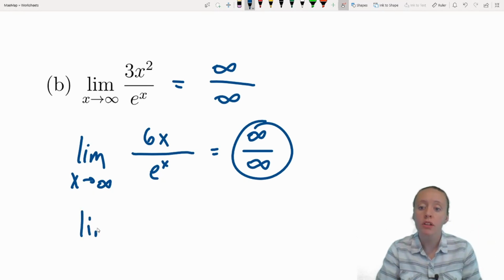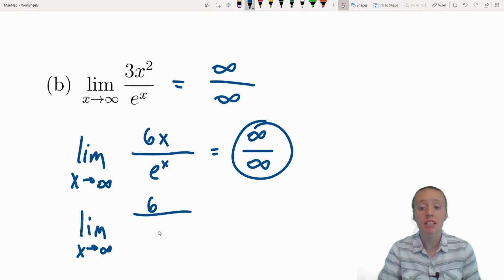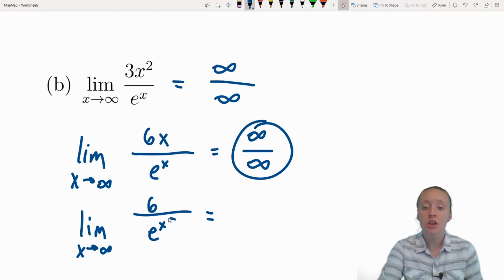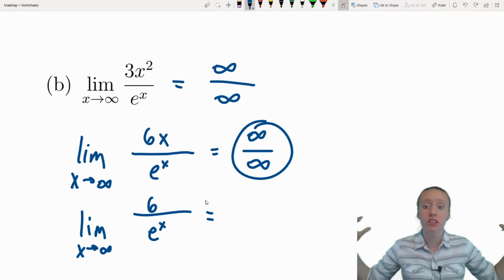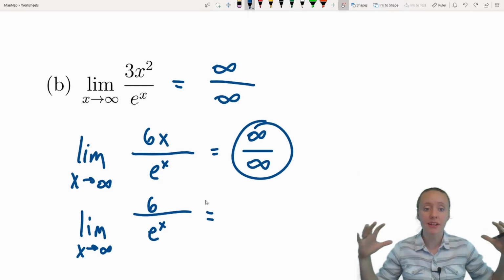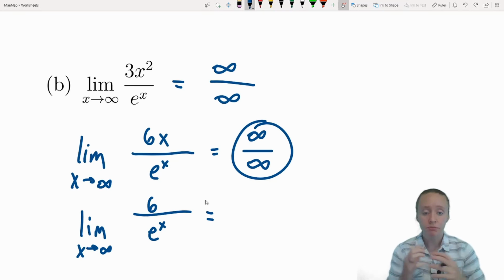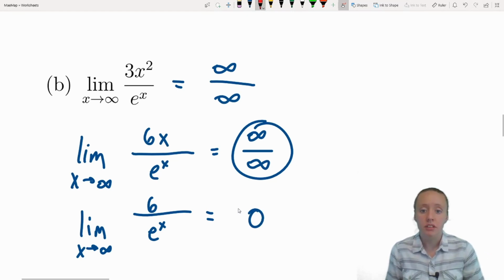But that's okay, because what can we do again? L'Hopital's. So we're going to do the limit as x approaches infinity of, what's the derivative of my numerator? 6, and what's the derivative of my denominator? That's still e to the x. So you can see that I have a constant of 6 over something that's approaching infinity. What's that limit? A constant over something that's getting larger and larger and larger. My overall function value gets smaller and smaller and smaller. So the limit as x approaches infinity of 6 over e to the x is going to be 0.